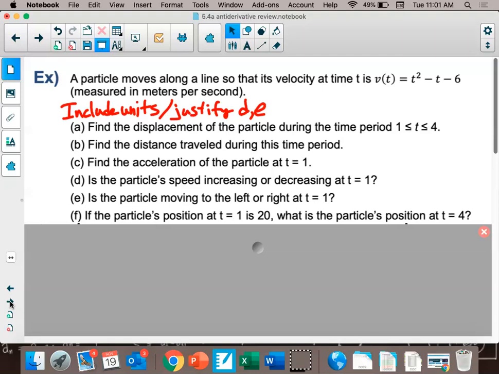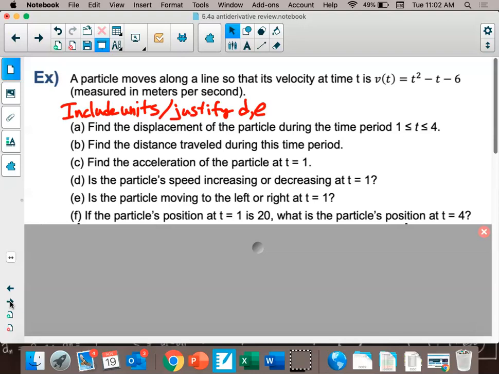If I needed the actual velocity at time 1, how would I find it? On your calculator, just hit trace and type the number 1 and hit enter. And that'll give you the value at 1.